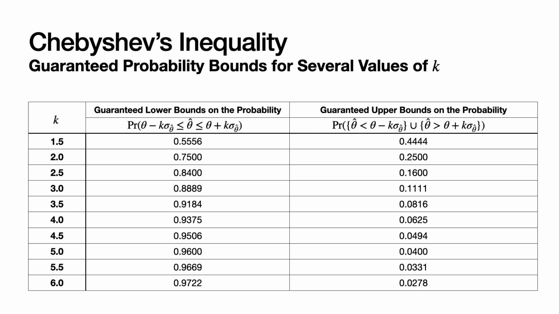And if we use 5 as a value for k, we see that the probability that the unbiased estimator takes on a value within 5 standard errors of the true value theta is guaranteed to be at least 0.96. The complement says that the probability of getting a sample for which the unbiased estimator theta hat takes on a value more than 5 standard errors from theta is guaranteed to be no more than 0.04.